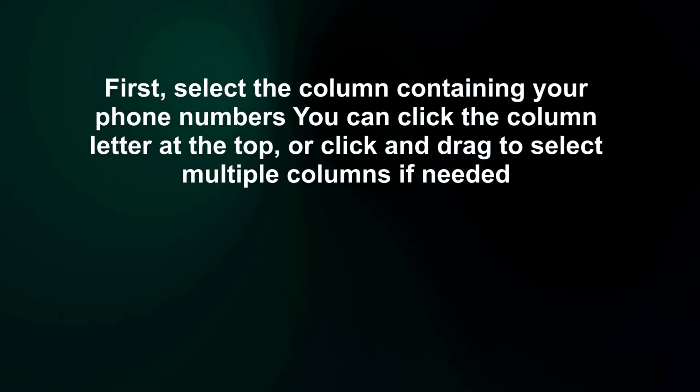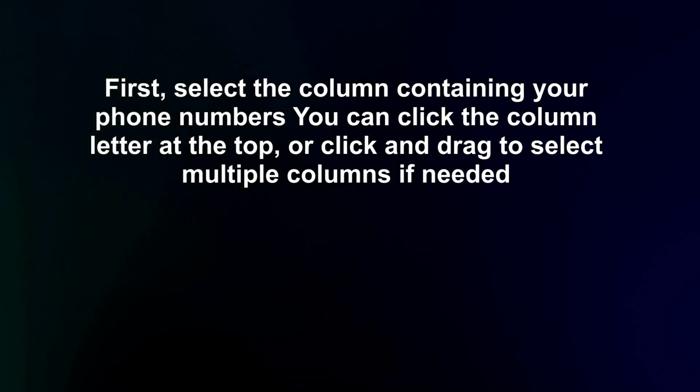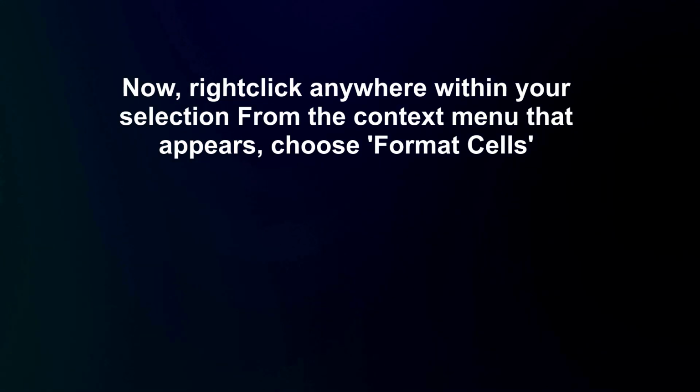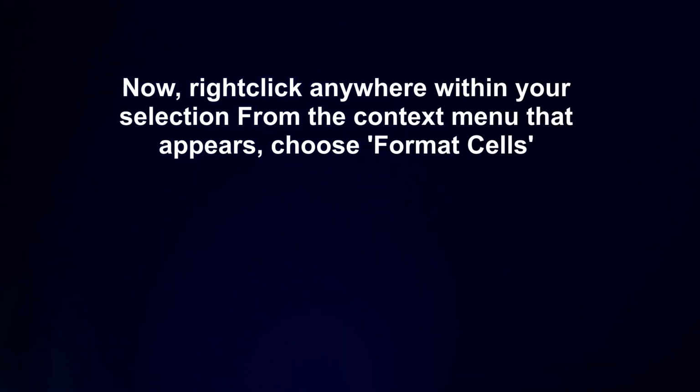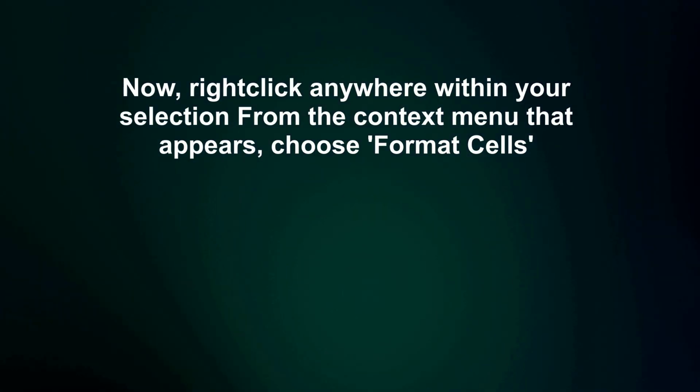You can click the column letter at the top, or click and drag to select multiple columns if needed. Now, right-click anywhere within your selection. From the context menu that appears, choose Format Cells.